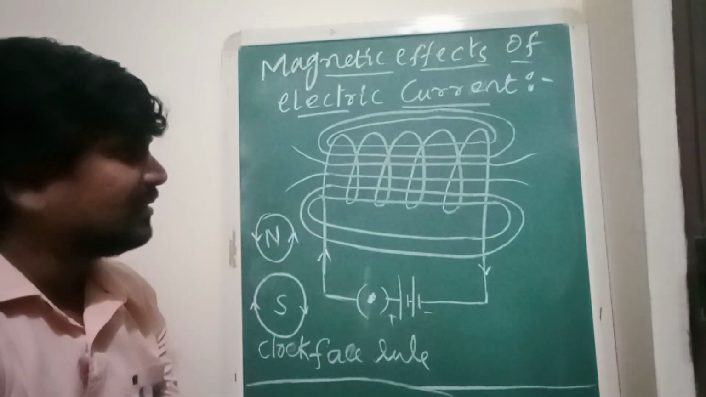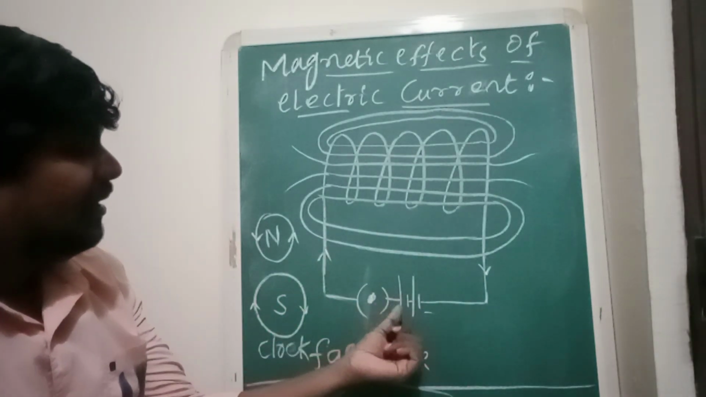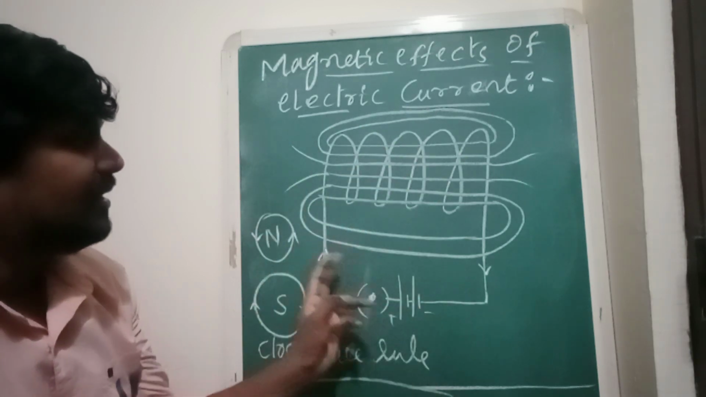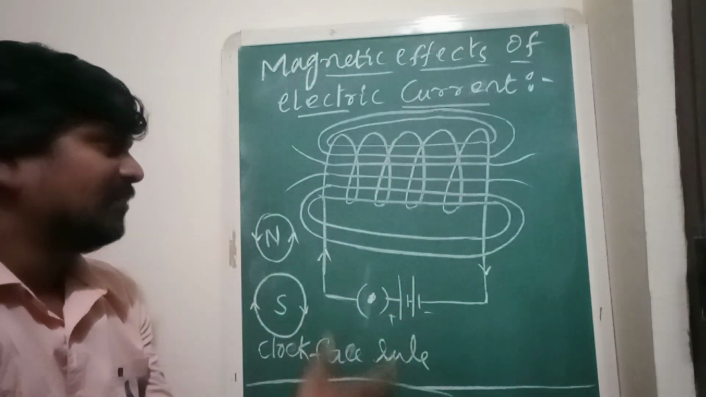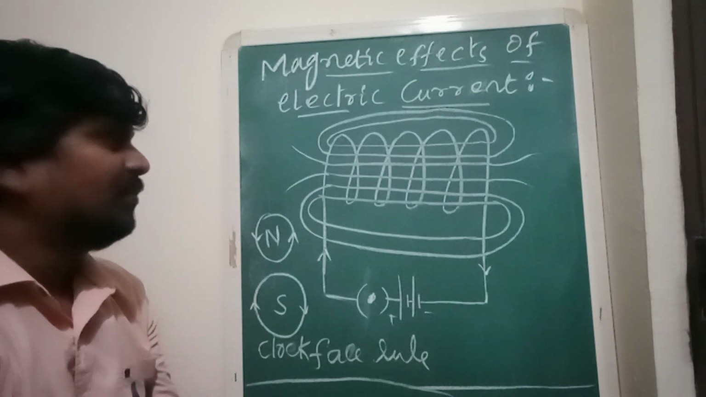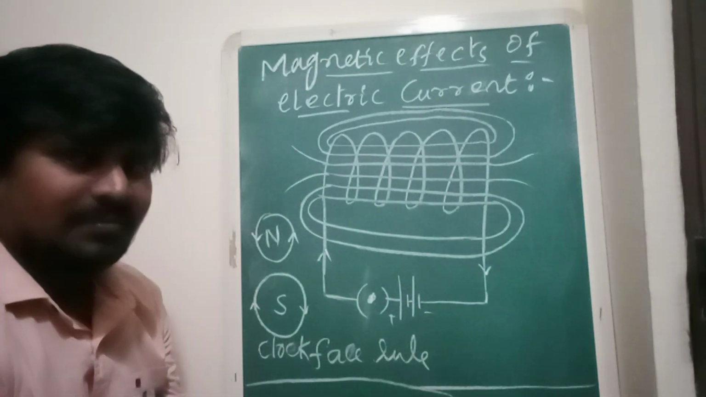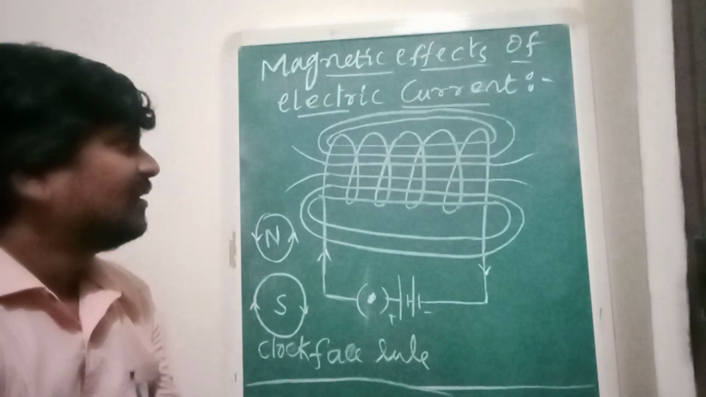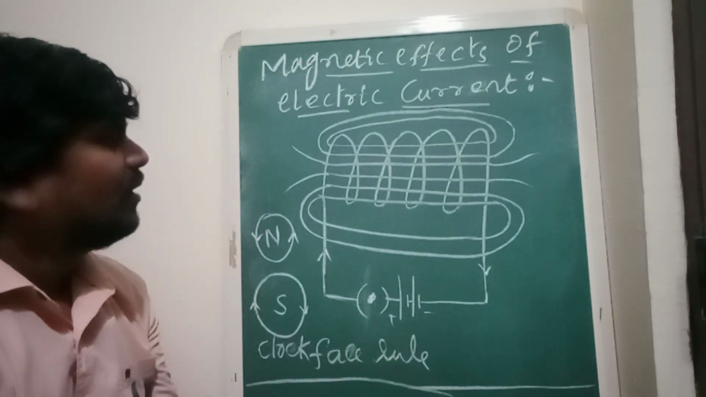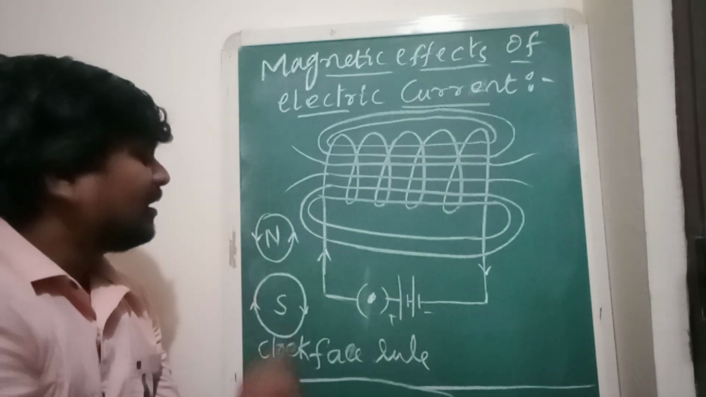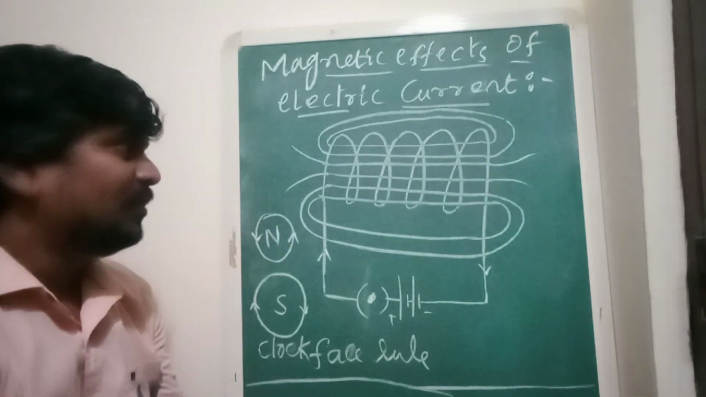Now listen to the class. Here you can see that the current will pass from the positive terminal to the negative terminal, so it will act as a magnet, that is, a temporary magnet, of course. Now, according to the clock face rule, we can identify the poles.